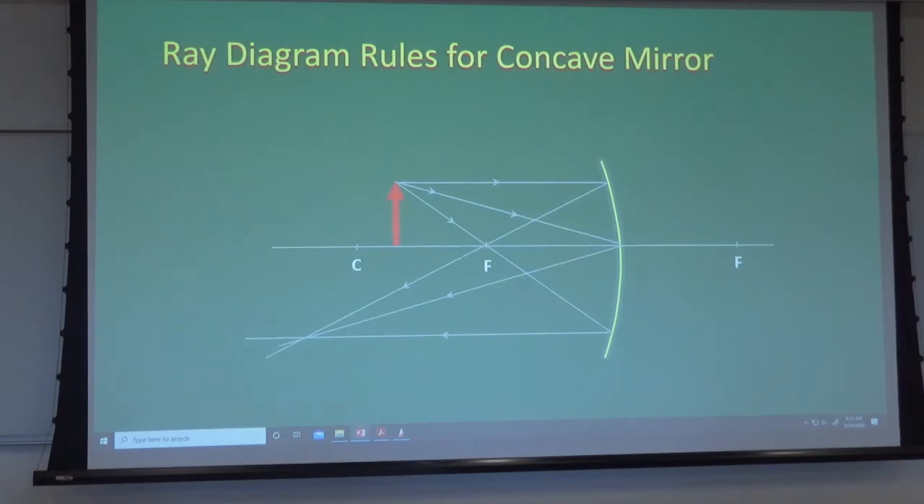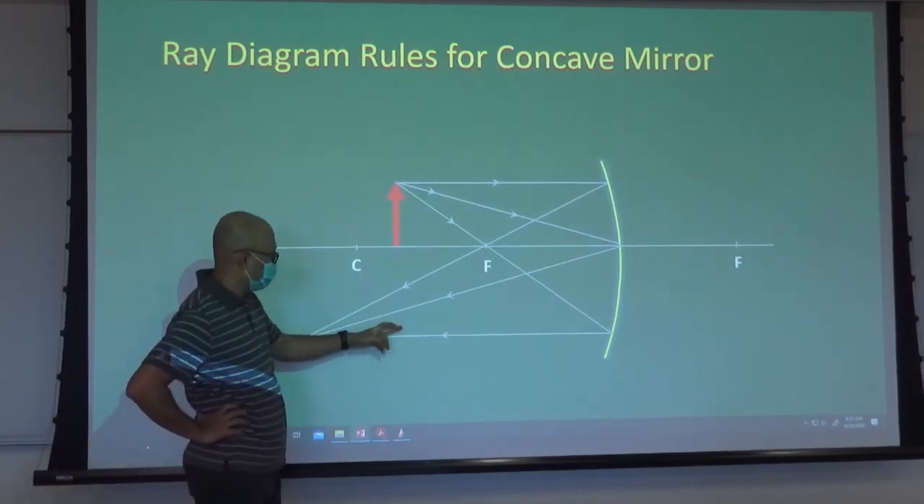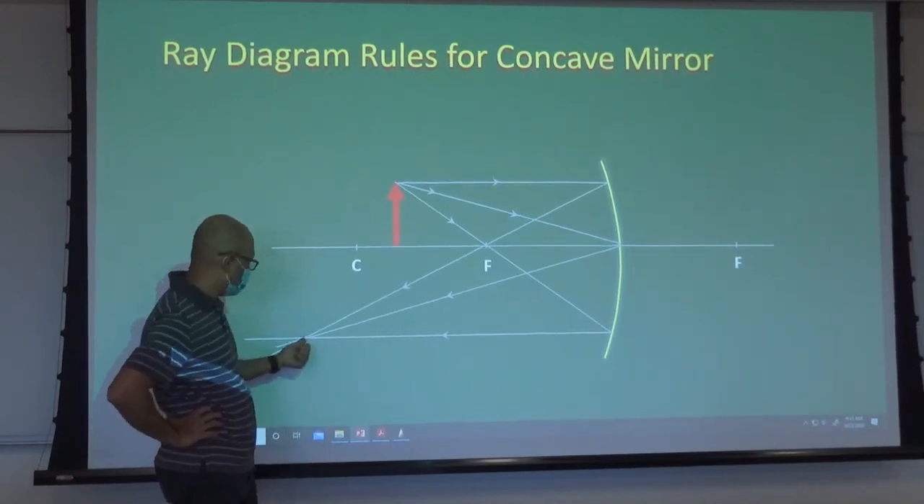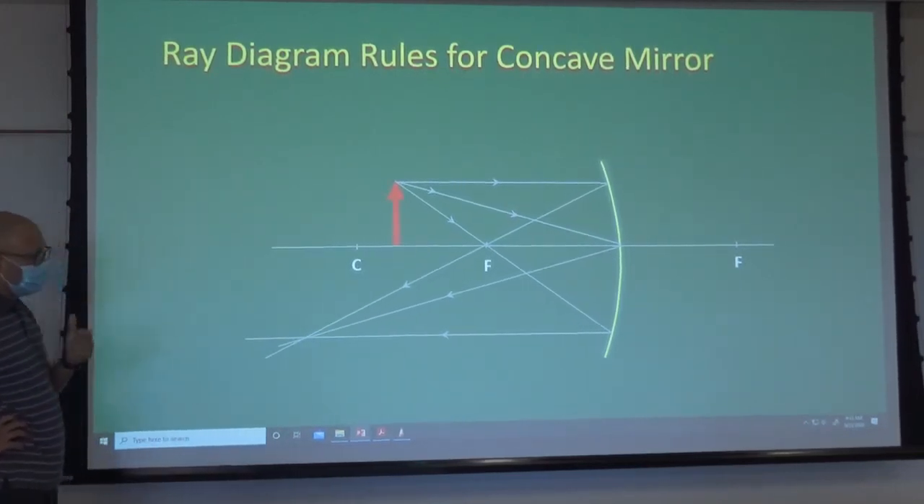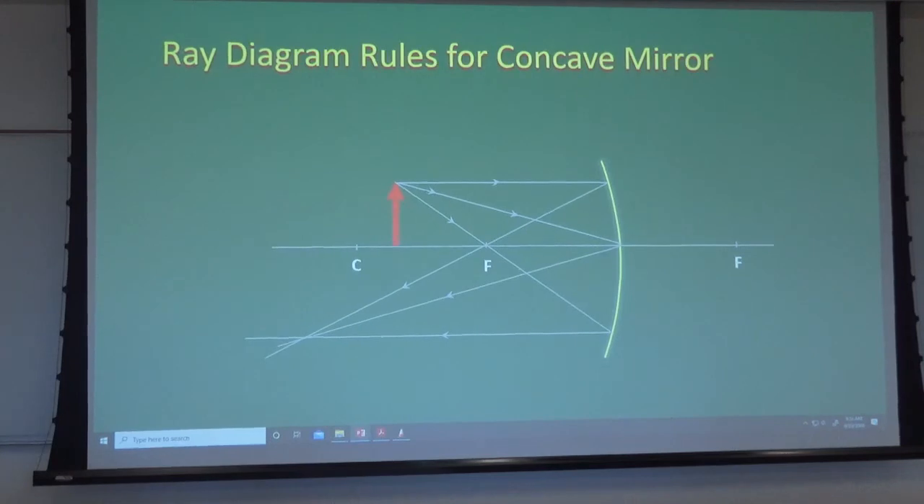So you see we have three rays here. This ray, that ray, and this ray. They are all intersecting at the common point. And that point would be the point where the image is formed. So the image is formed at that point.